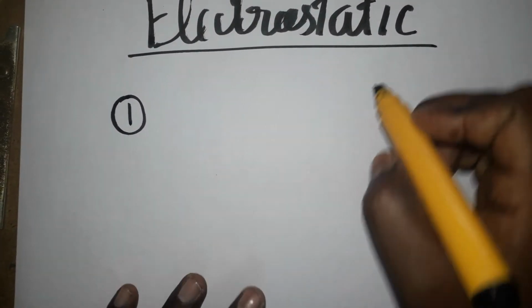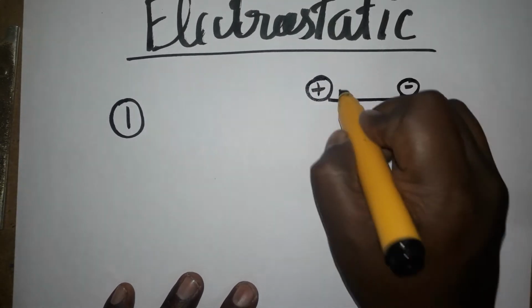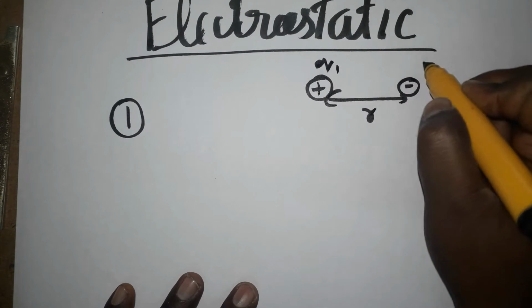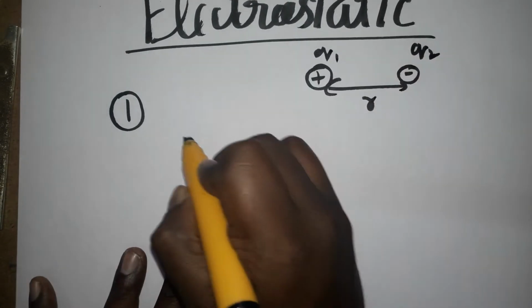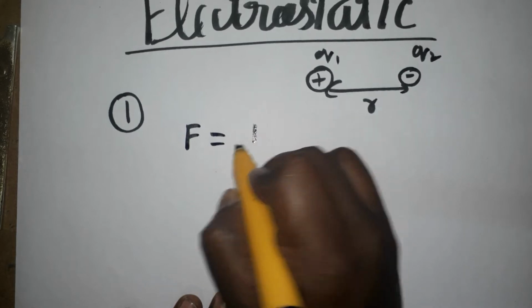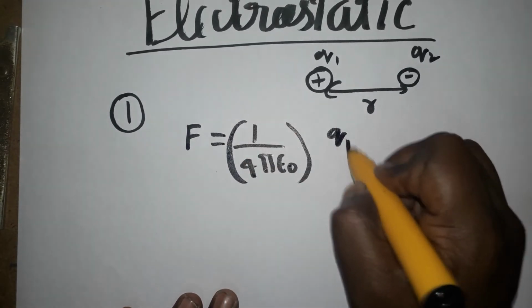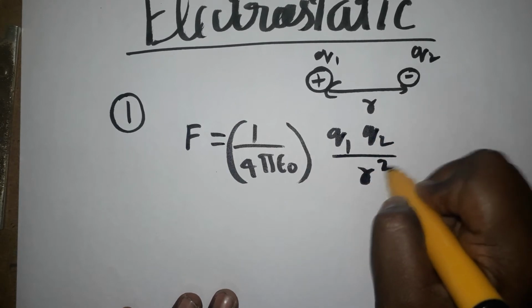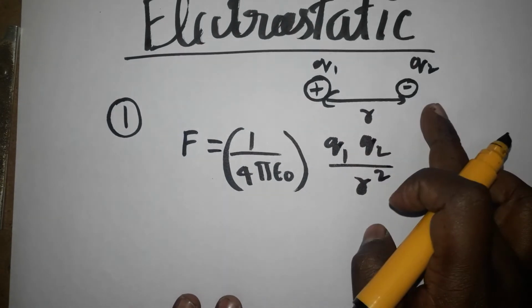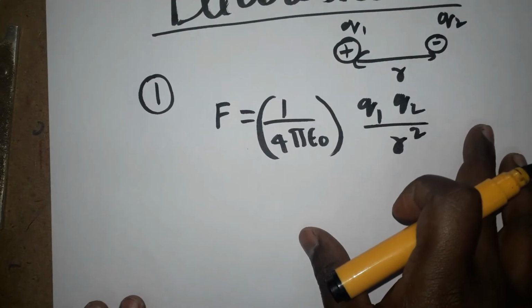The first formula: the force of attraction or repulsion between two charges. Charge 1 is q1, charge 2 is q2. The force between the two charges is Coulomb's force, 1 divided by 4 pi epsilon naught, which I am going to call a constant, times q1 q2 divided by r square. q1 is charge 1, q2 is charge 2, r is the distance between the two charges, and F is the force of attraction between the two charges.